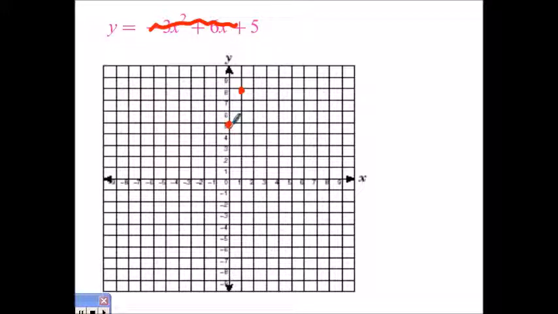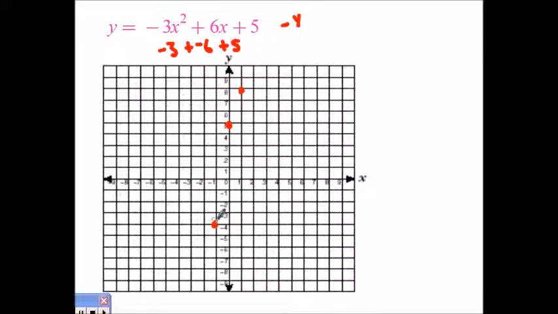Okay. Let's go ahead and find one more point, and we'll stick on the same side of the vertex. So I'll go with negative 1. I'll plug in the negative 1. Negative 1 squared is 1, times negative 3 is negative 3, plus we'll get negative 6, that's a negative 9. Negative 9 plus 5 is negative 4, so we have negative 1, negative 4 is my other point.